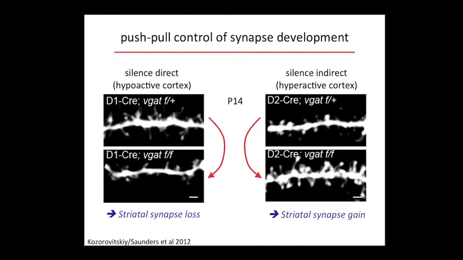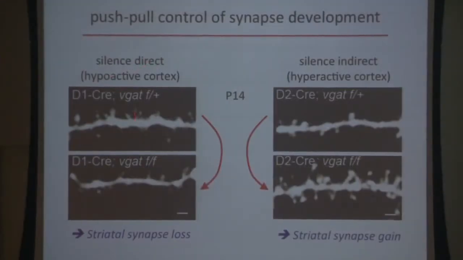And so RP and Genya did that already a few years ago using recombination of the VGAT gene out of either the direct or the indirect pathway. VGAT is the protein that moves GABA from the cytoplasm into the vesicle and therefore is necessary for GABAergic release from these synapses. And you can see if we silence the direct pathway creating a hypoactive cortex, we lose synapses. And if we silence the indirect pathway creating a hyperactive cortex, we can gain synapses at around P14, right at the tail end of synapse formation in the striatum. Okay, so this supported the idea that corticostriatal transmission could set the pace of synapse formation.